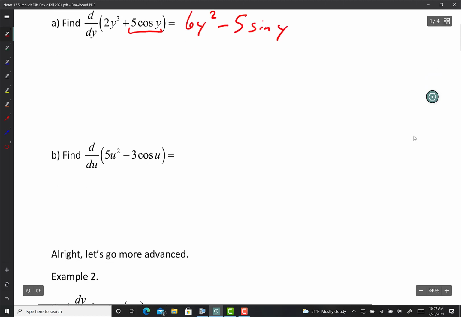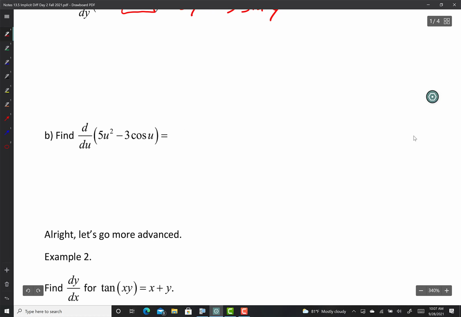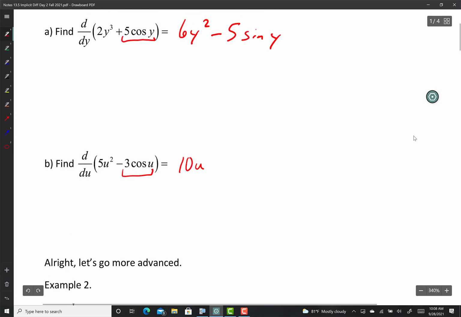All right, look at letter B. I'm taking the derivative with respect to what letter? U. So what's the derivative of 5u squared? 10u. And what's the derivative of 3 cosine u? Negative 3 sine u. How do we feel?